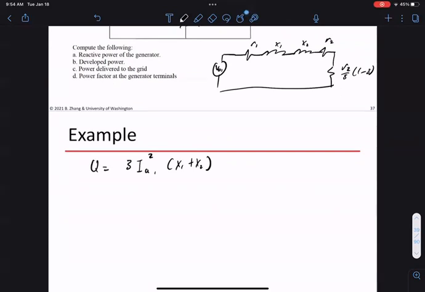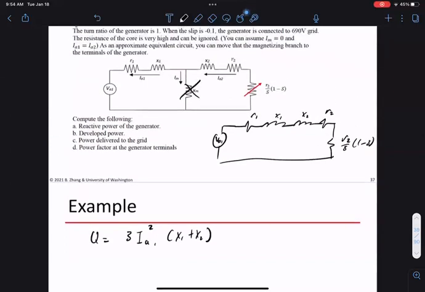Where does the 3 come from? Anyone remember? The 3 comes from the fact that this is 3-phase. So again, all the 3 and root 3 will come back into this equation. They never go away in this kind of calculation.